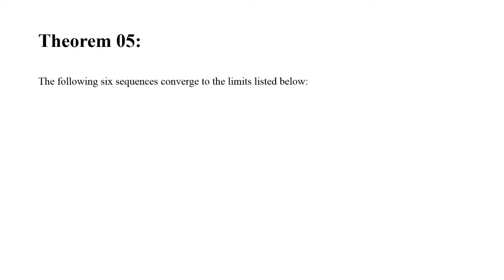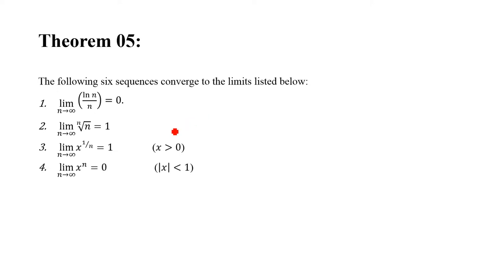Next, the following six sequences converge to the limits listed below. Here we go. The first we have already proved. This is the second result: the nth root of n converges to 1. The nth root of x is also 1 for x greater than 0. Similarly, the limit of x to the power n is equal to 0.